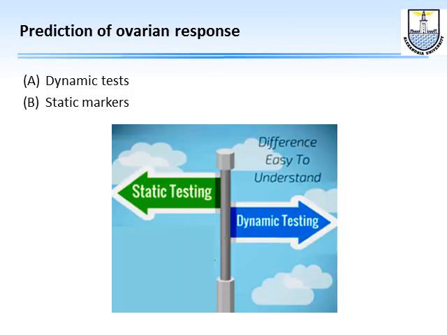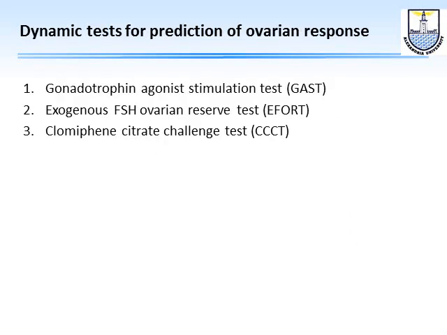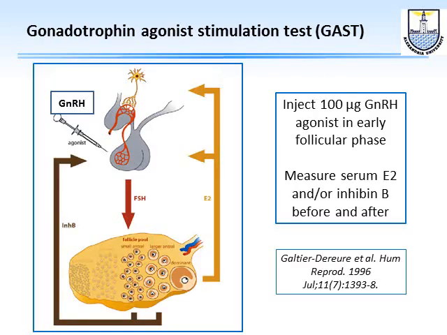Now, enough for the definition of poor responders. What about the prediction? Now, in order to predict the response, we can do dynamic tests or we can look at static markers. Now, dynamic test means what? We stimulate the ovary and we look for the response. We give GnRH, we give FSH, or we give clomiphene citrate. And this is the work of Galtier-Dereure. What he did, he injected GnRH and he looked at trying to stimulate the pituitary, and he measured estradiol.